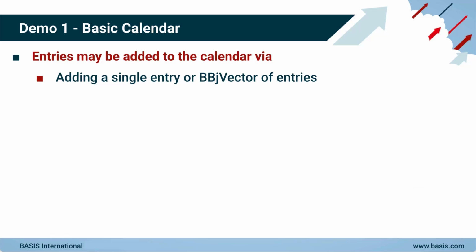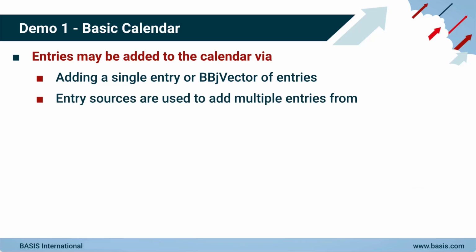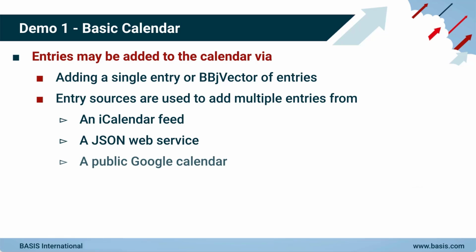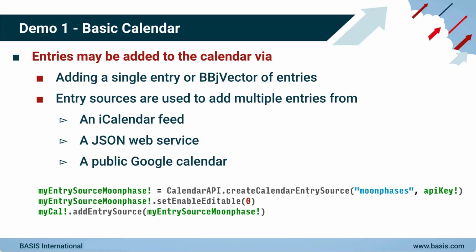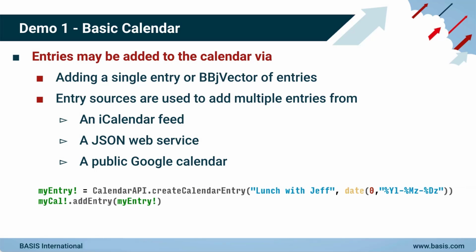There are also classes that define entry sources, so it's easy to add entries to the calendar from web services in iCalendar or JSON format. These also make it possible to add entries from public Google calendars in a read-only format with very little code. And you can still add entries programmatically. All you need is an entry title and a start time to create a basic entry. This means that you can read appointment data from many sources, including MKEYED files or a database table, create one or more calendar entry objects, then add them to the calendar.